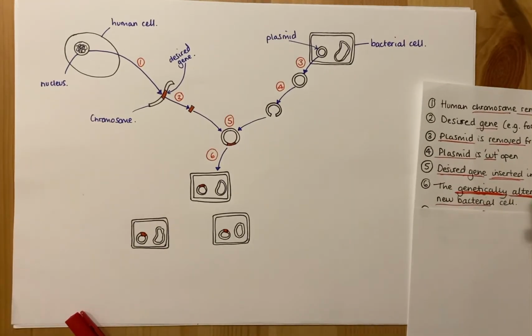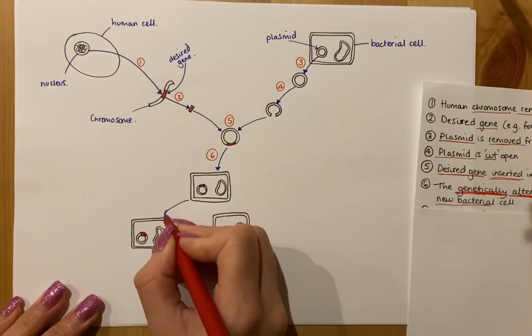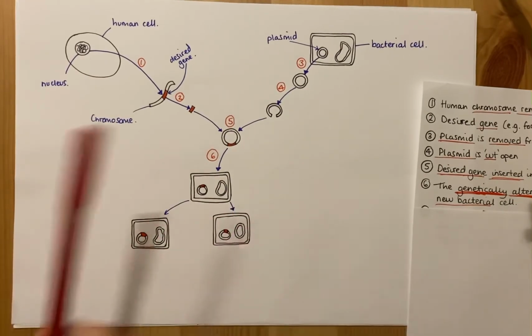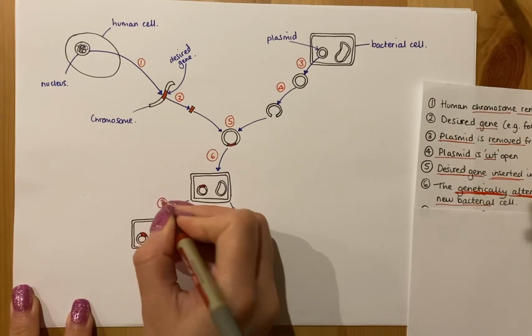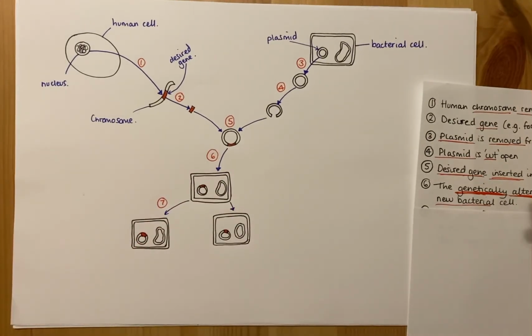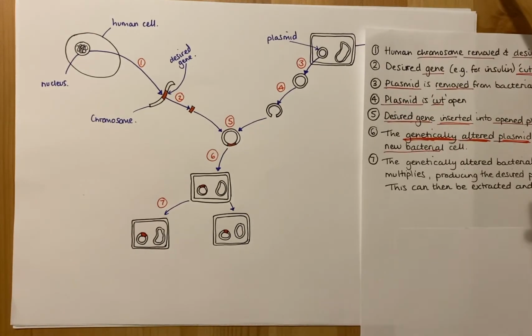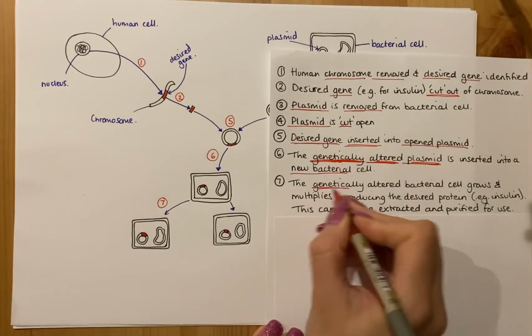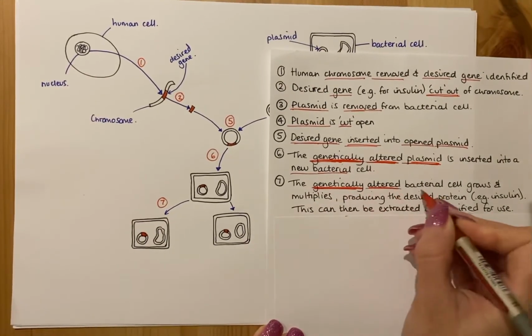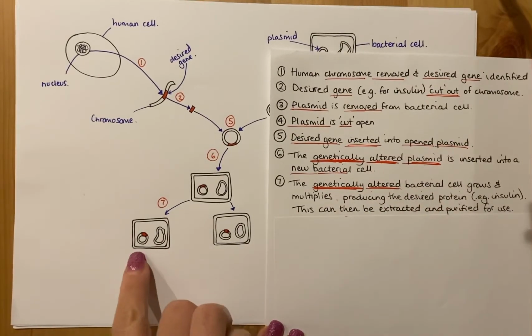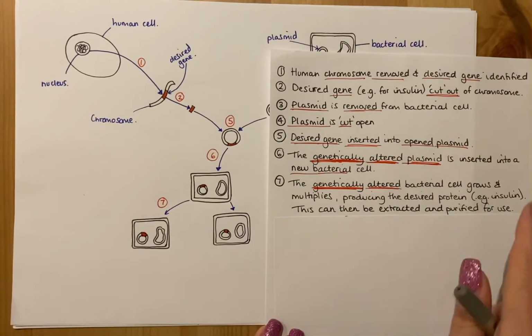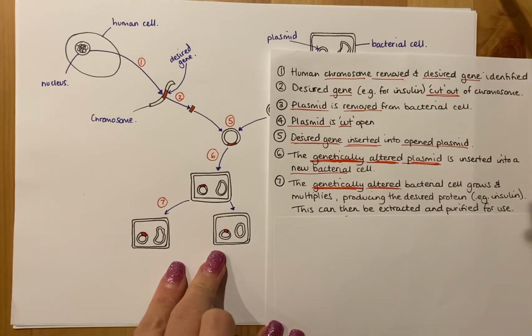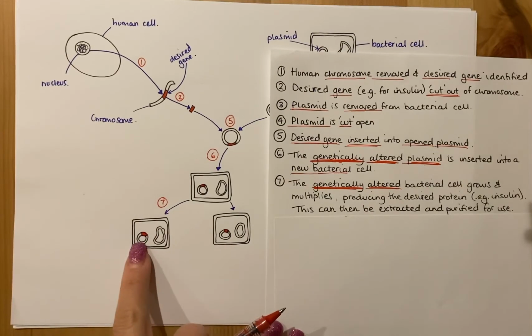Now what you'll notice is that this cell has then formed 2 cells. That cell has grown and then divided, it's made a copy of itself. Again notice how I'm really emphasising the genetically altered bacterial cell has been changed. It didn't have this human gene before. It'll grow and then multiply, it'll make copies of itself. And it'll produce that protein that's coded for by that gene that we put into it.